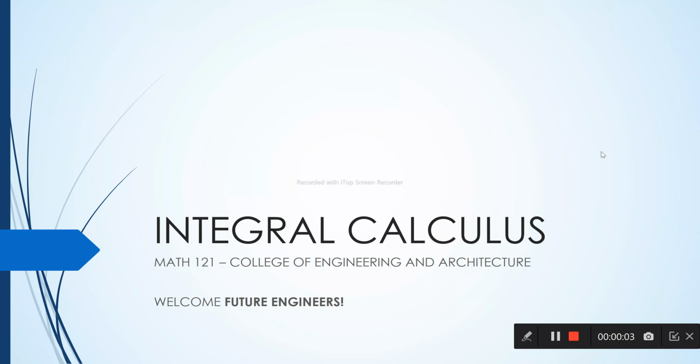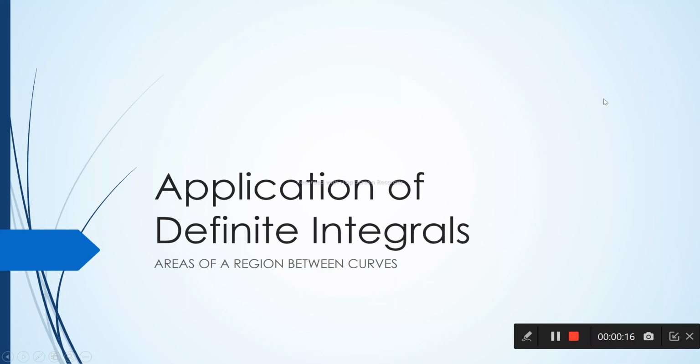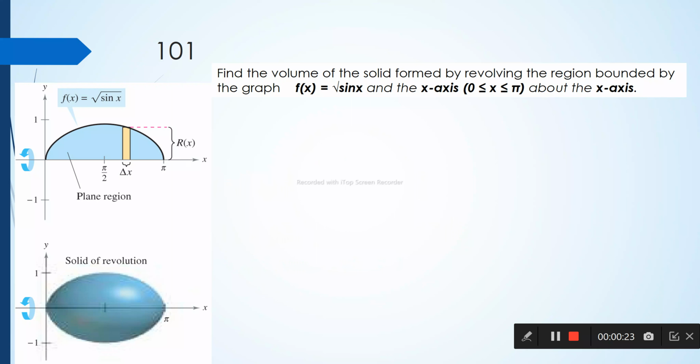Hello, future engineers. Last time we already tackled the introduction for the application of the definite integral in determining the volume of revolutions, or the solids of revolution, or the volumes of regions between curves. Let's have our first example.